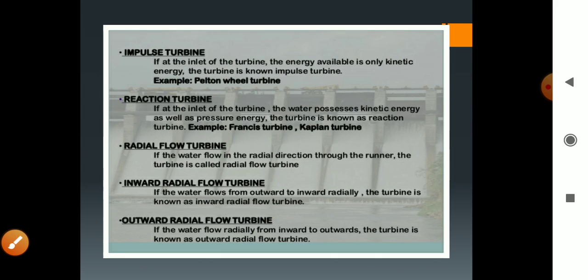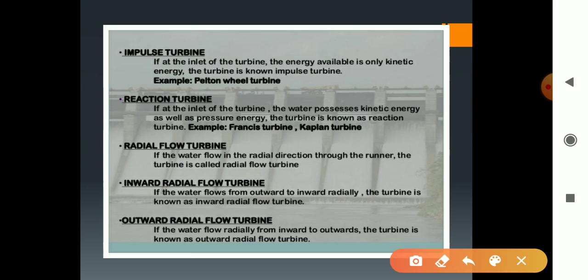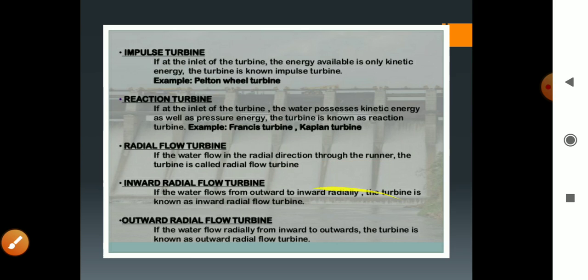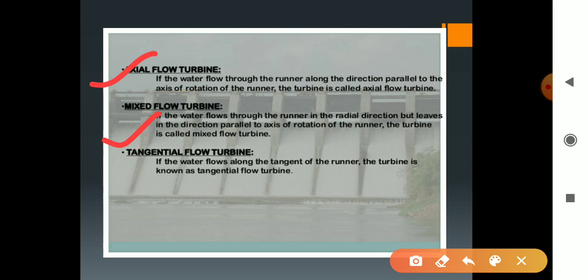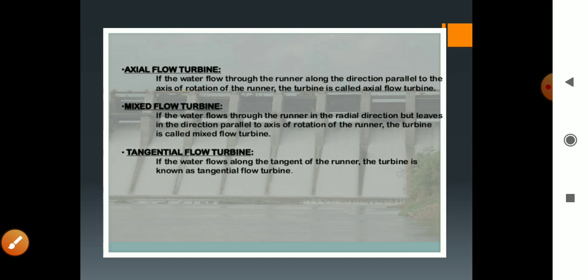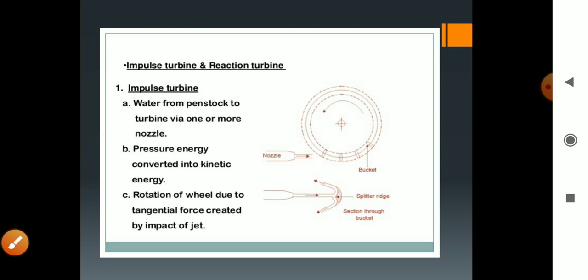So this is the classification based on simple definitions, that is the impulse turbine, reaction turbine, radial flow turbine, inward radial flow, outward radial flow, and similarly the axial flow turbine, mixed flow turbine and tangential flow turbine. Please go through it. It is a simple basic definition of the different types of turbine working here.